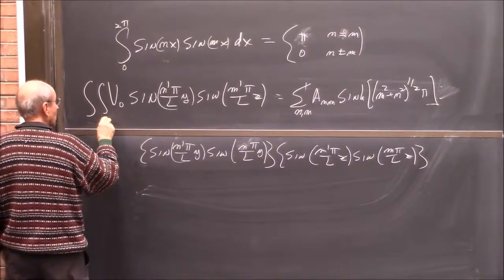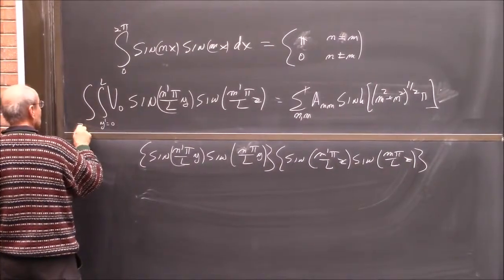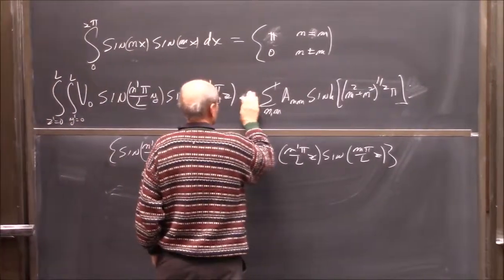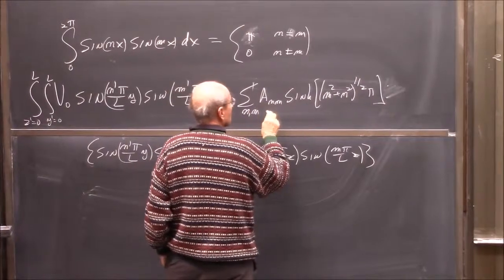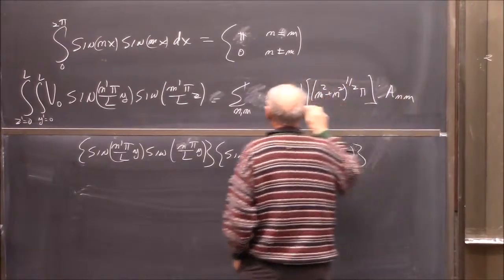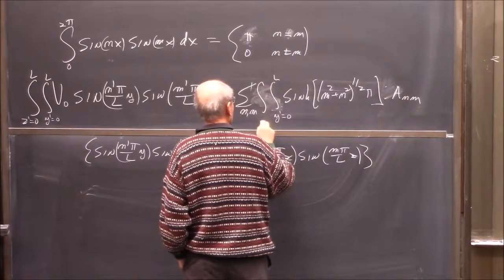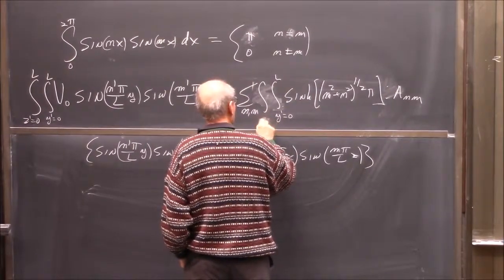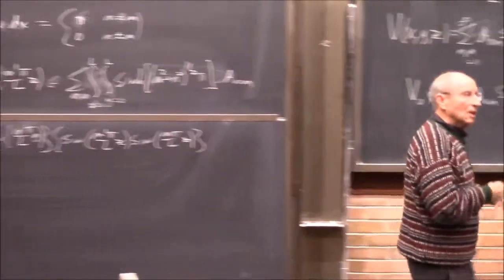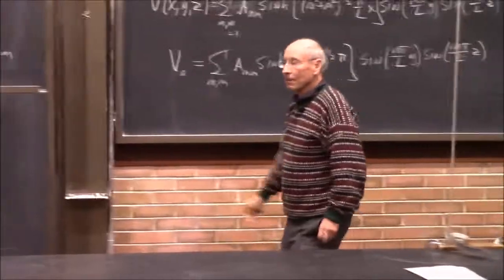From y prime equals 0 to L and z prime equals 0 to L. So I'm going to put in here the a and m over here, and then I do the integral, y prime equals 0 to L, z prime equals 0 to L. That's all okay, because I've done the same thing to both sides of the equation. Following so far?